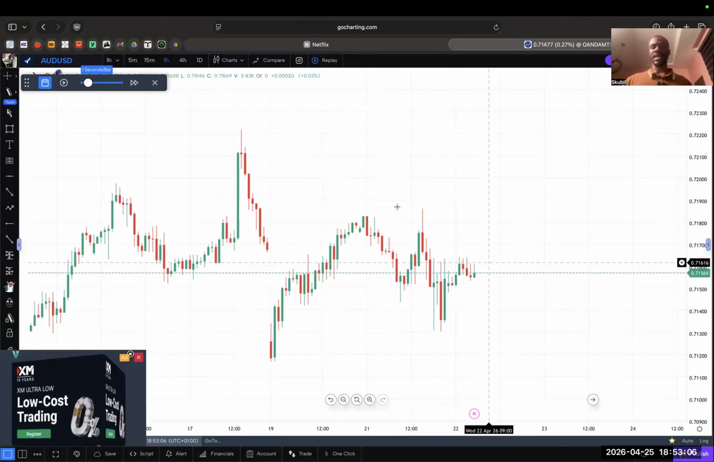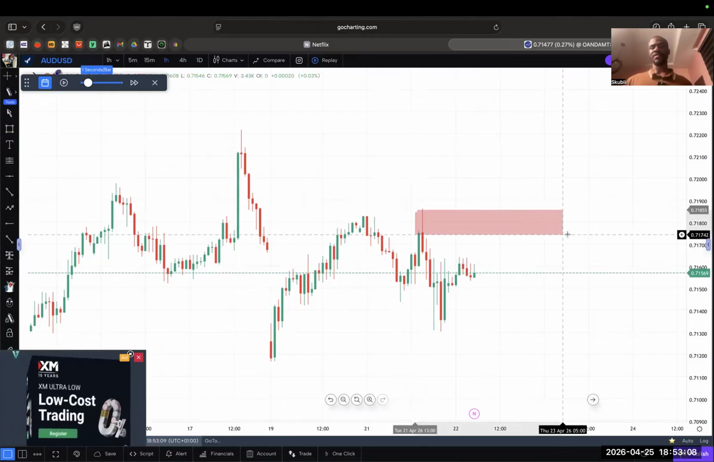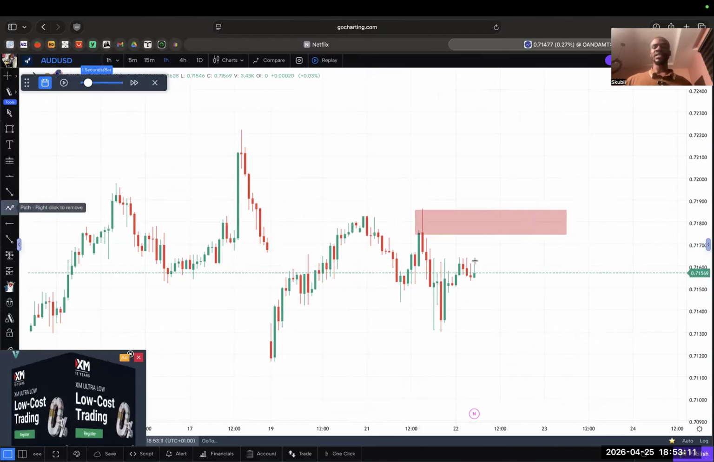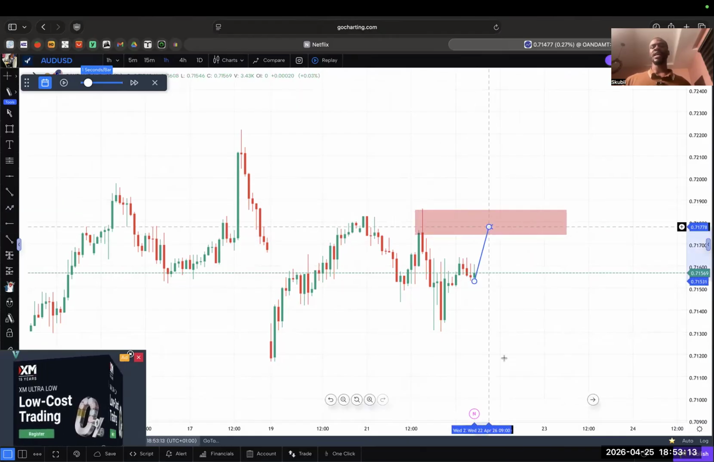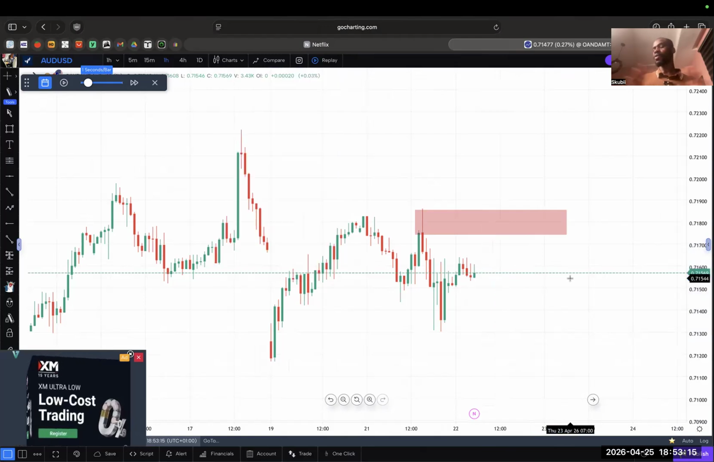As price was retracing to the upside, we had a resistance level here that price basically formed. So immediately price tapped inside, I was looking at price stopping there and then pushing to the downside. Now, I'm not going to lie.